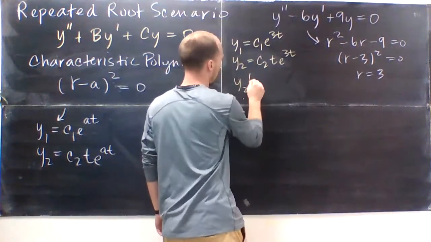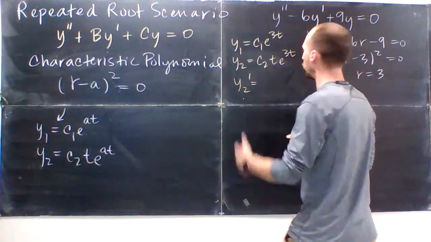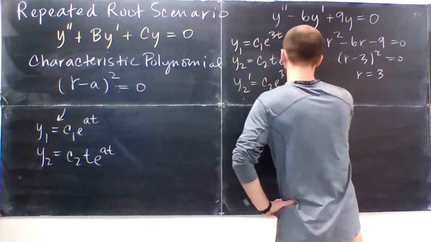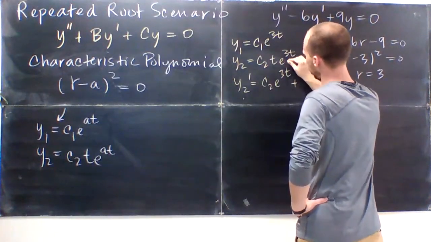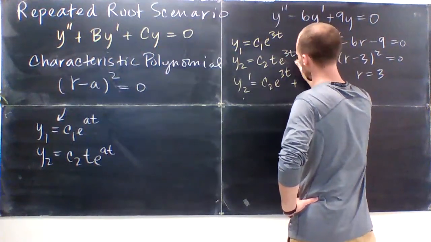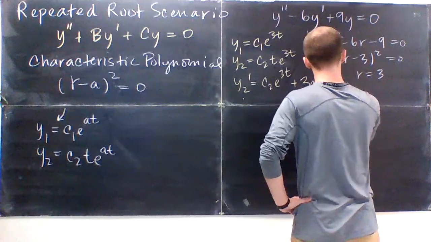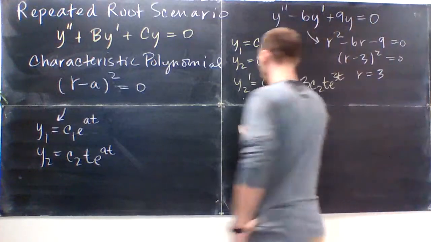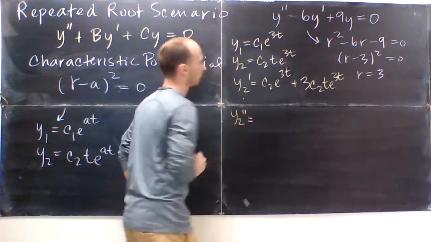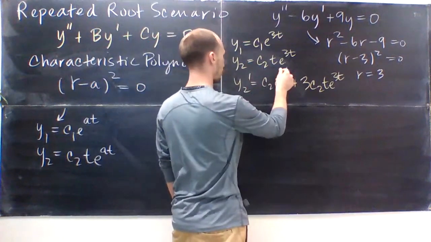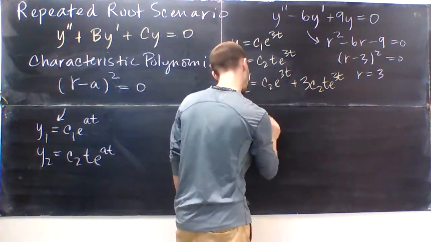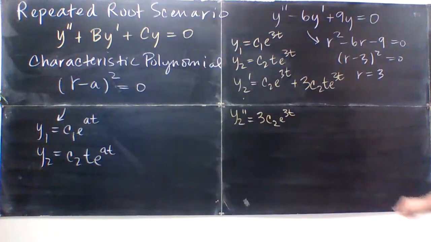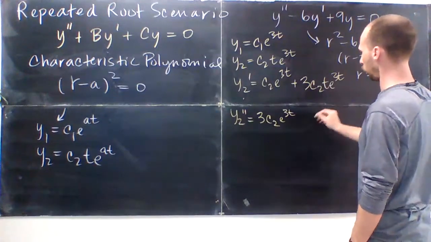So y2 prime is going to be, well, I already did it, but of course I erased it. So how about c2 e to the 3t plus, when I take the derivative of e to the 3t, that will induce another 3. So it'll be 3c2t e to the 3t. Okay. And then y2 double prime is going to be 3c2 e to the 3t. That's interesting. Plus another 3c2. When I take the derivative of this with respect to t, it'll just be 1.